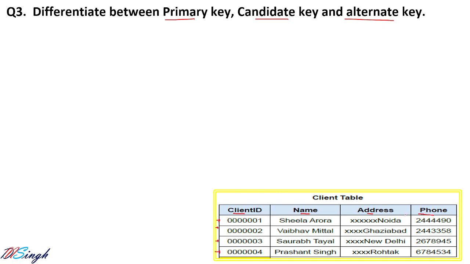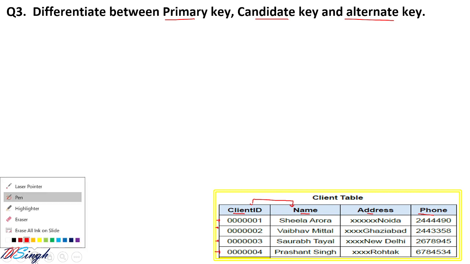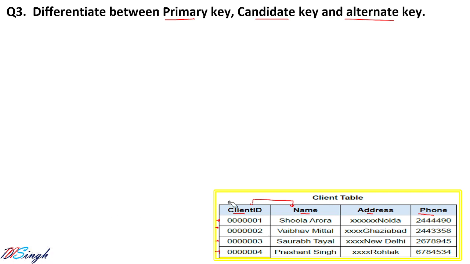So these two conditions are satisfied for any column or set of columns. If it is not satisfied for a single column, we can take two columns together to make this property satisfied. So here we are going to have two columns which are satisfying these two properties. What are those columns? Client ID and phone number.